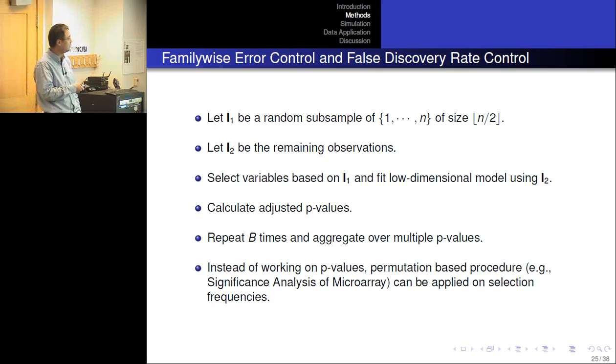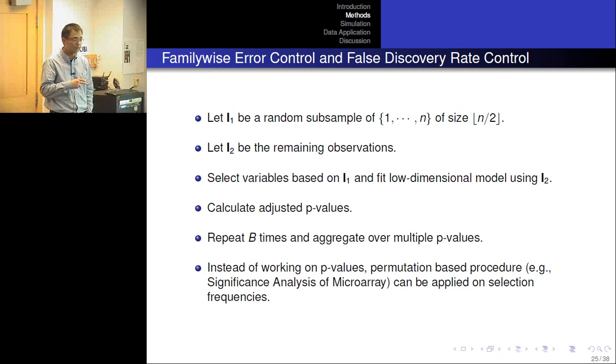Because this set of variables is usually not that high-dimensional, I can fit a low-dimensional model using the second half of the data set. I can calculate the p-value for those selected variables using the second half of the data. Because it's still a multiple testing problem, I can calculate an adjusted p-value. I think the original paper proposed a Bonferroni correction to calculate this adjusted value, but it will be very conservative.